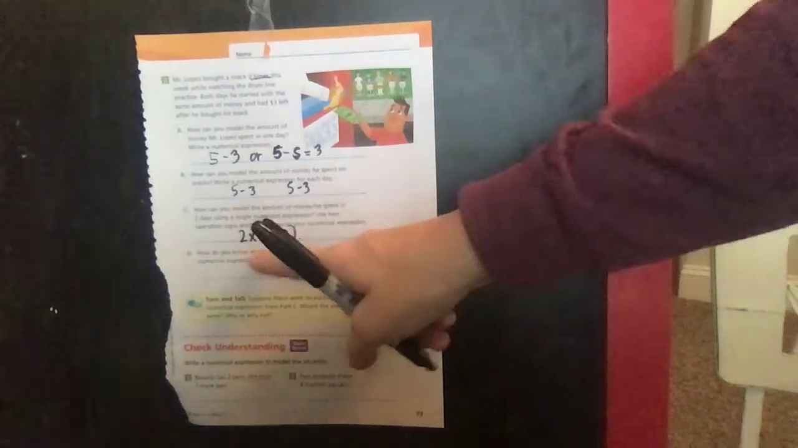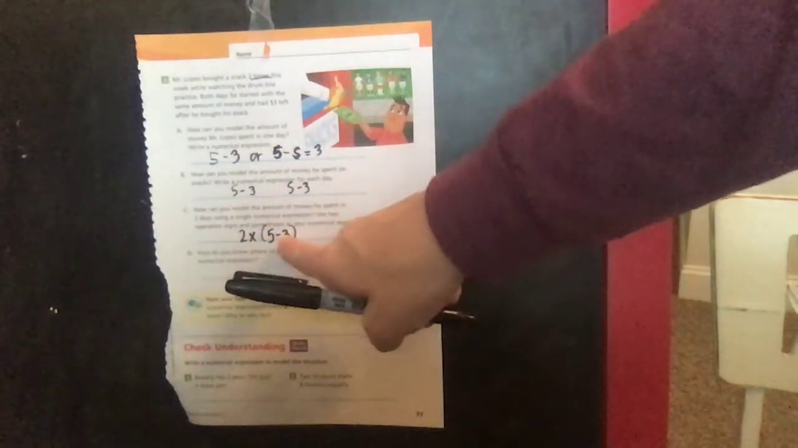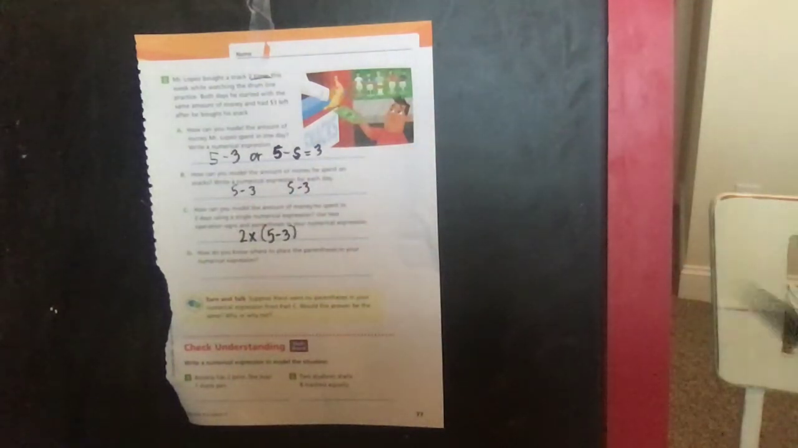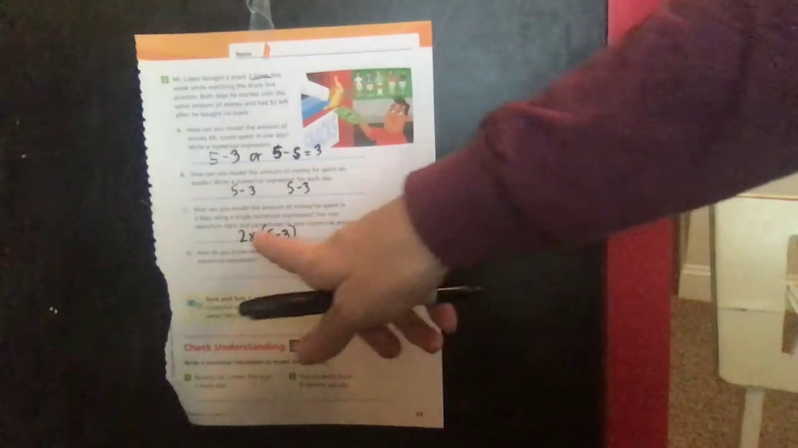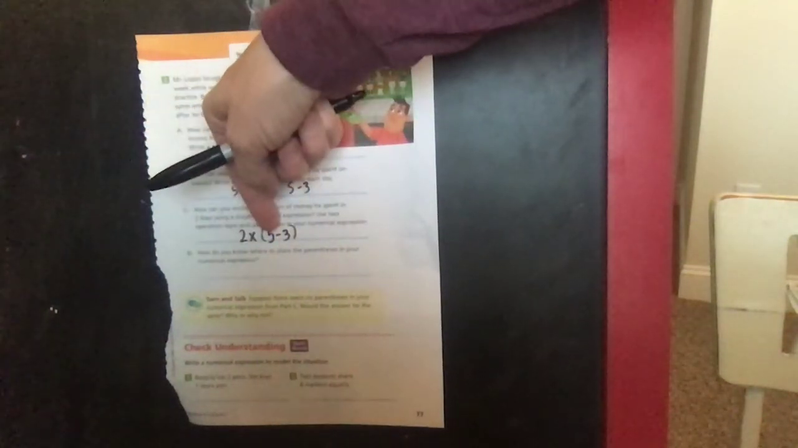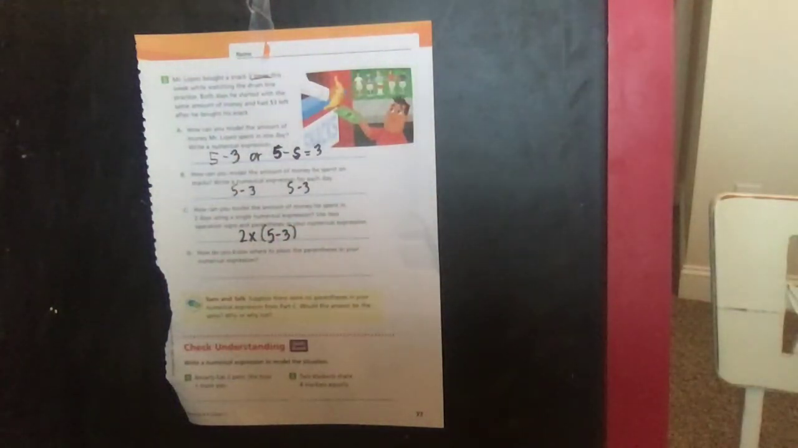So if we were to solve that, 5 minus 3 is 2. 2 times 2 is 4. And we know that he spent $4 in those 2 days. But this is how we could write it out. He did this thing 2 times. We put parentheses around it because just like we talked about with order of operations at the beginning of the year, if we didn't have the parentheses, then you might say 2 times 5 is 10 minus 3 is 7, and that wouldn't give us the same answer.